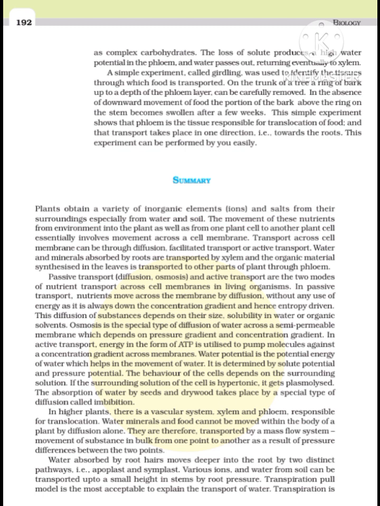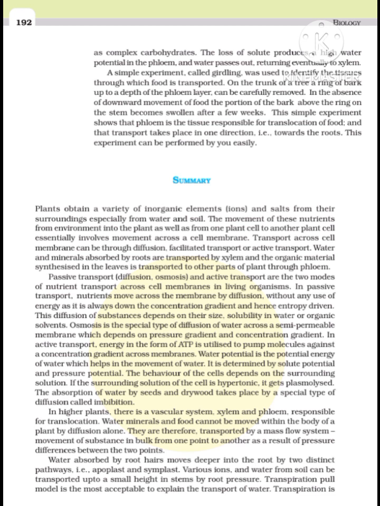Summary: plants obtain a variety of inorganic elements, ions, and salts from their surroundings, especially from water and soil. The movement of these nutrients from environment into the plant as well as from one plant cell to another plant cell essentially involves movement across a cell membrane. Transport across cell membrane can be through diffusion, facilitated transport, or active transport.